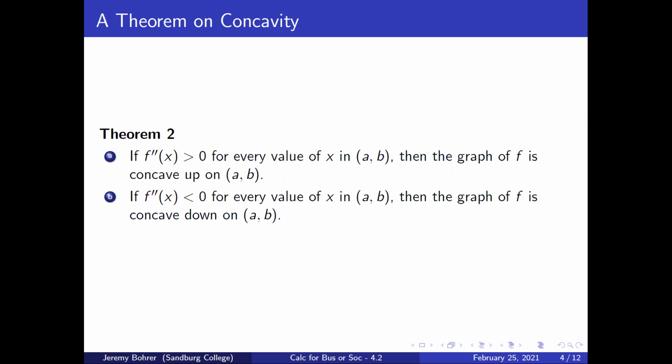If f double prime of x is greater than 0 for every value of x in (a, b), then the graph of f is concave up on (a, b). If f double prime of x is less than 0 for every value of x in (a, b), then the graph of f is concave down on (a, b).